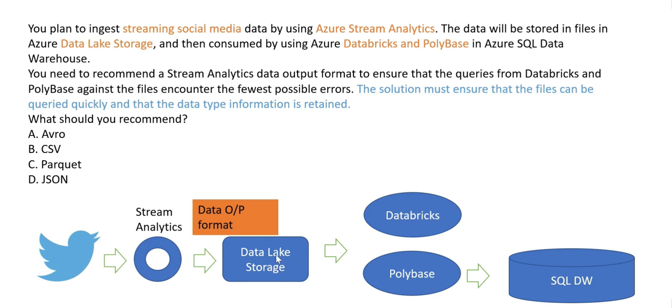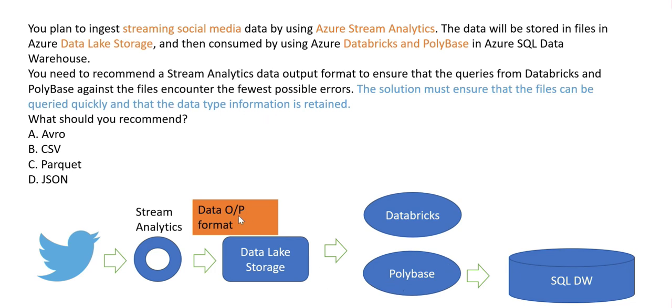and Polybase in SQL data warehouse. So you need to recommend a Stream Analytics output format, this orange color, which format the stream analytics should output, so that everybody can query it properly with fewest possible errors. And the solution must ensure that the files can be queried quickly and the data type information is retained. So this format we have to choose now.